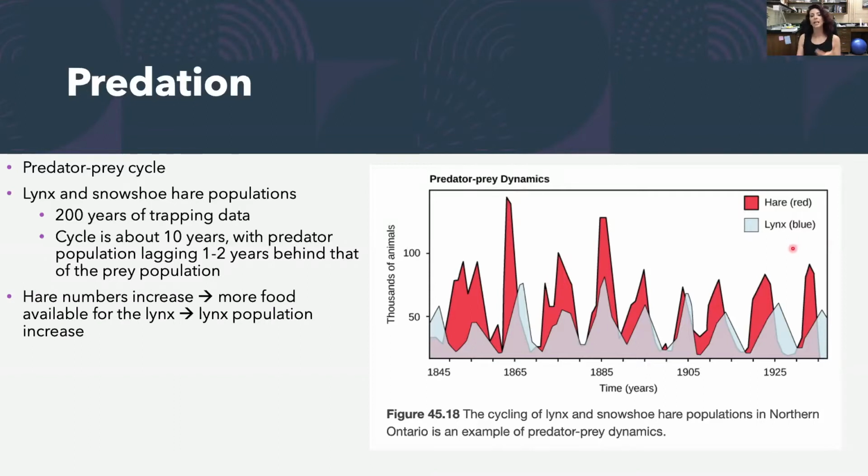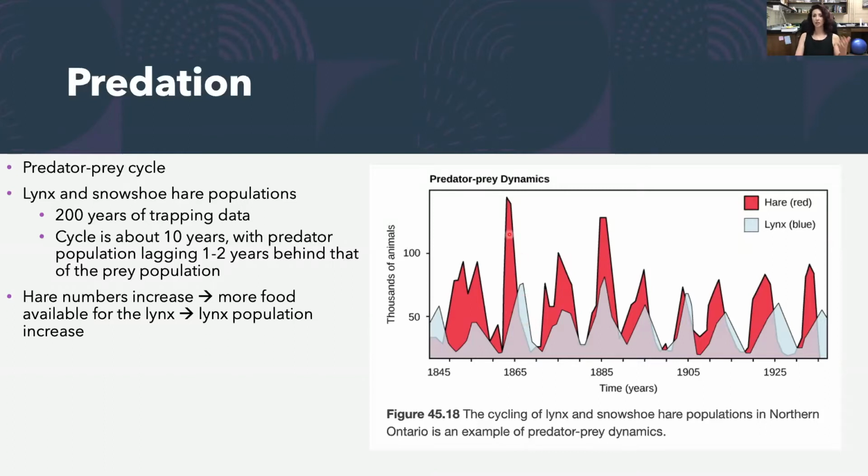So here, let's break this down. When we have an increase in hare numbers, that means that we have more food available for the lynx population. Therefore, the lynx population is going to increase. And we see, just looking at a couple of these ebbs and flows, that the population increase in the lynx lags about 1 to 2 years behind that of the hare.